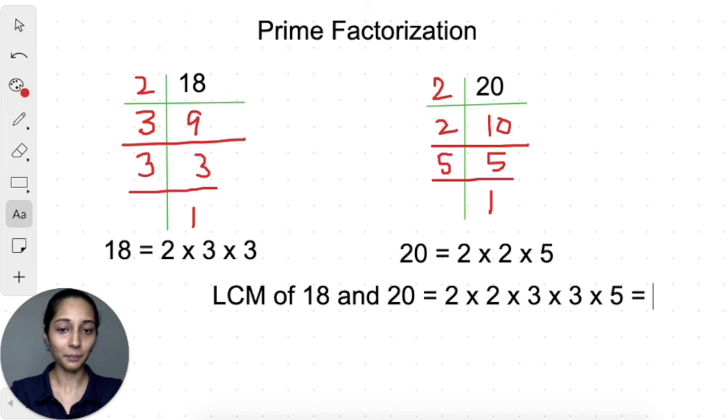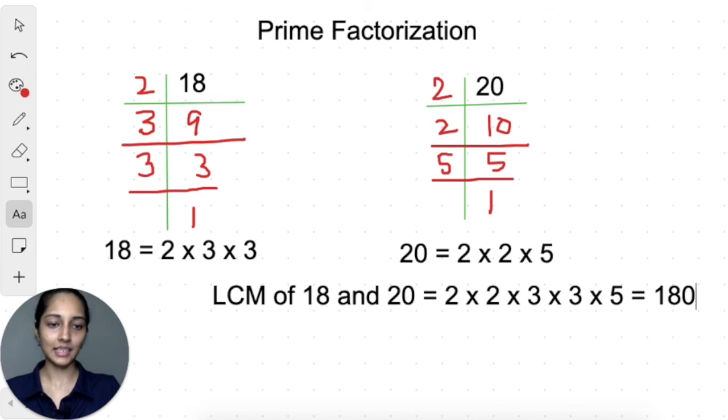And now we can multiply all of these numbers, so it is 4 times 9, 36, 36 times 5 is 180. So the LCM of 18 and 20 is 180.